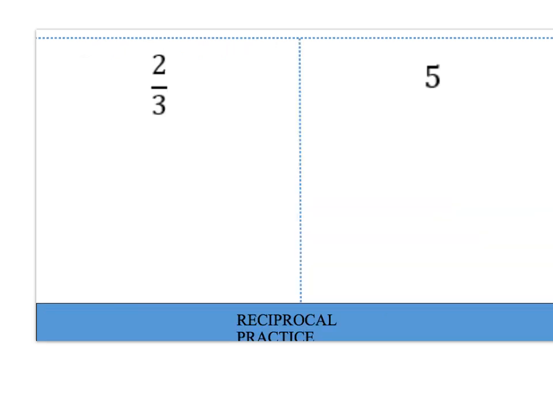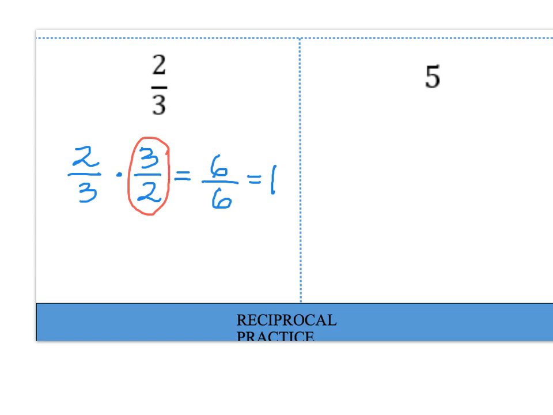Okay, let's practice. We are going to multiply 2/3 times the reciprocal, which is 3/2. I could cross divide here or multiply across. I'm going to multiply across, and when I multiply the numerators, 2 times 3, I will get 6. And the denominator, 3 times 2, will give me 6. And this will equal 1 whole. This would prove that 3/2 is the reciprocal of 2/3 because I got the product 1.